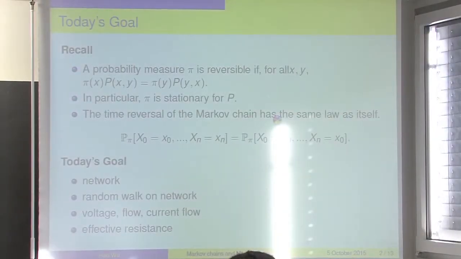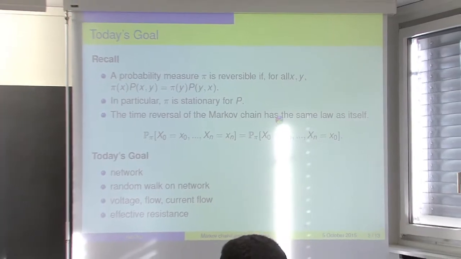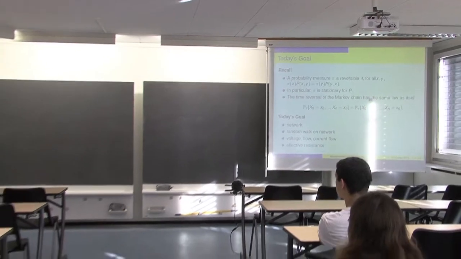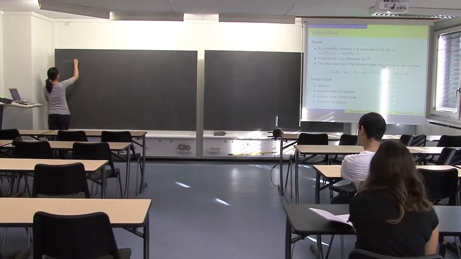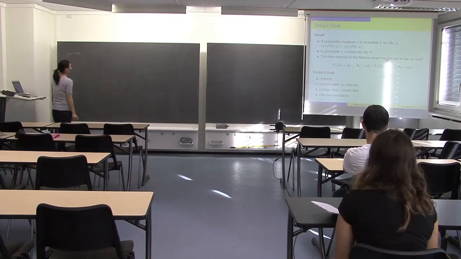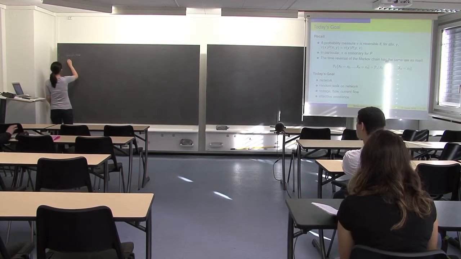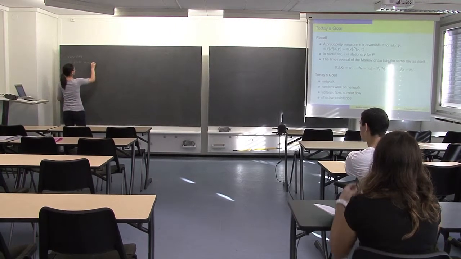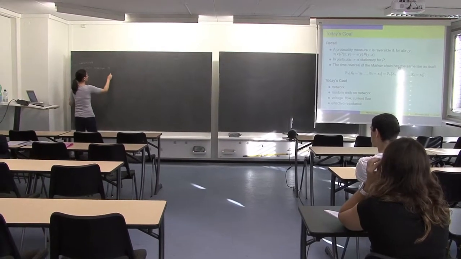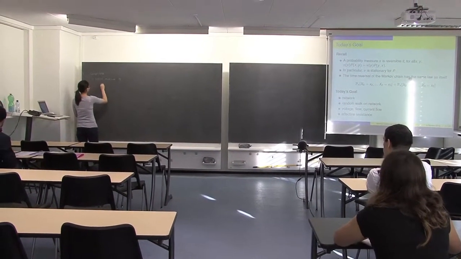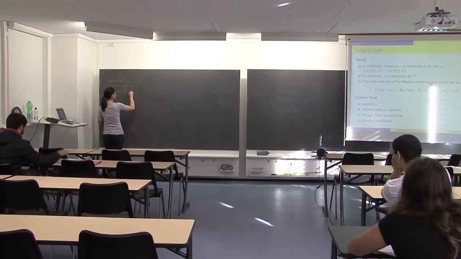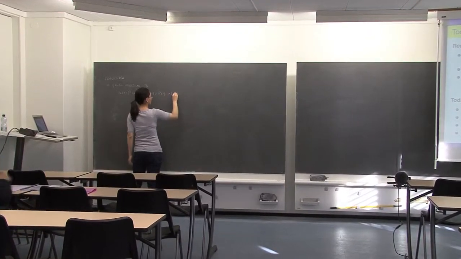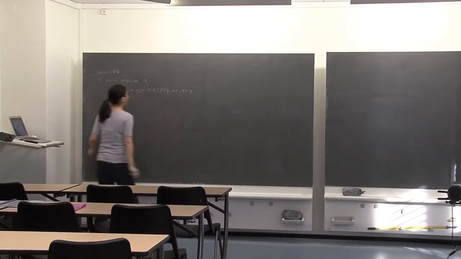Okay, today we start learning about random walk on network. So first we recall a notion that will be used for today. It is reversibility. We introduced this notion in the first lecture. A Markov chain is reversible if there exists a probability measure pi that satisfies the detailed balance equation. This is the definition of reversible.